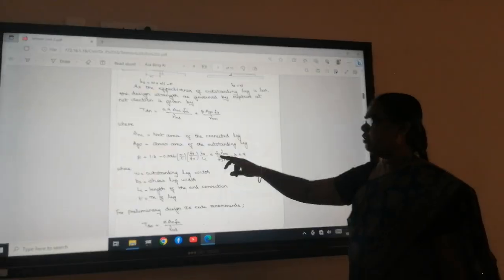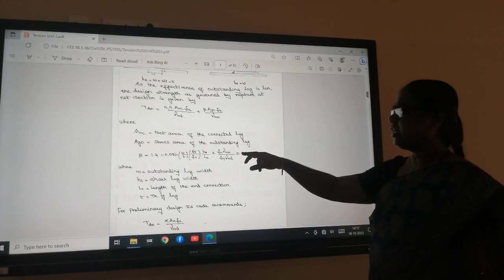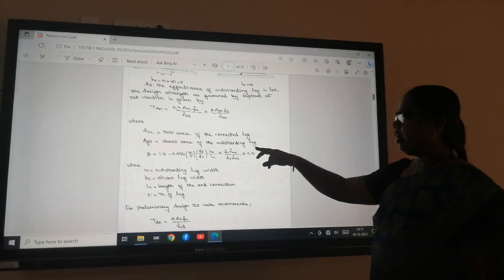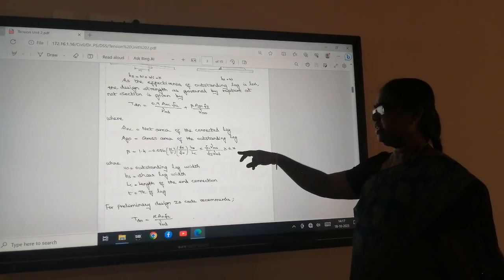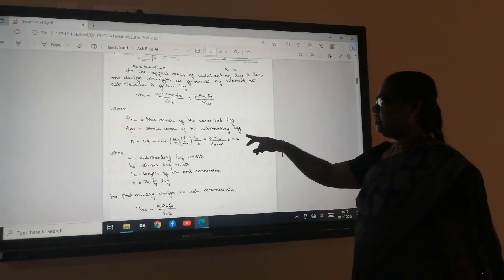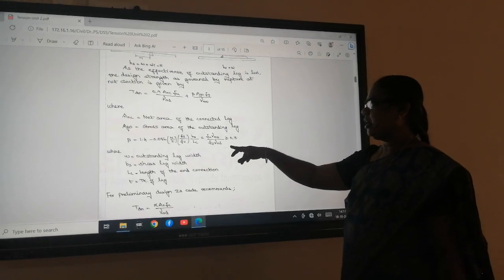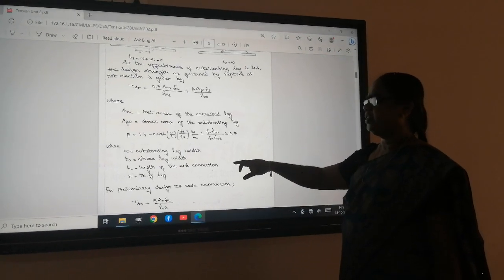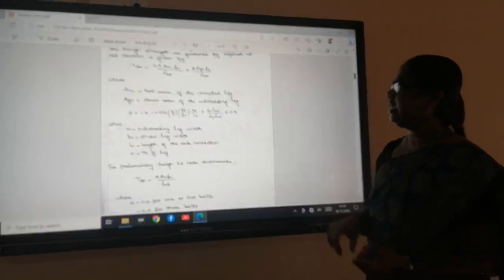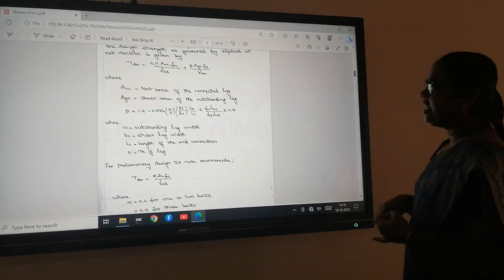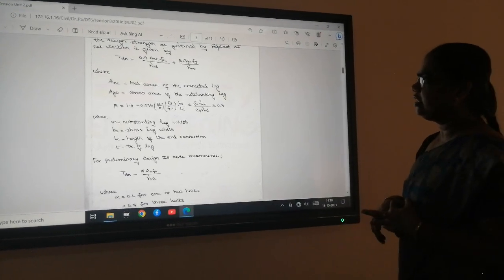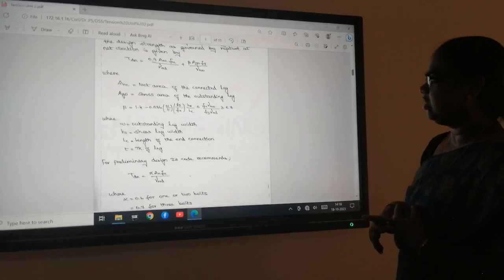Here beta equal to 1.4 minus 0.076 w by t into Fy by Fu into bs by Lc, that is less than or equal to Fu gamma m0 by Fy gamma m1 and greater than or equal to 0.7. Here w is nothing but outstanding leg width, bs equal to shear lag width and Lc equal to length of end connection, t equal to thickness of leg.